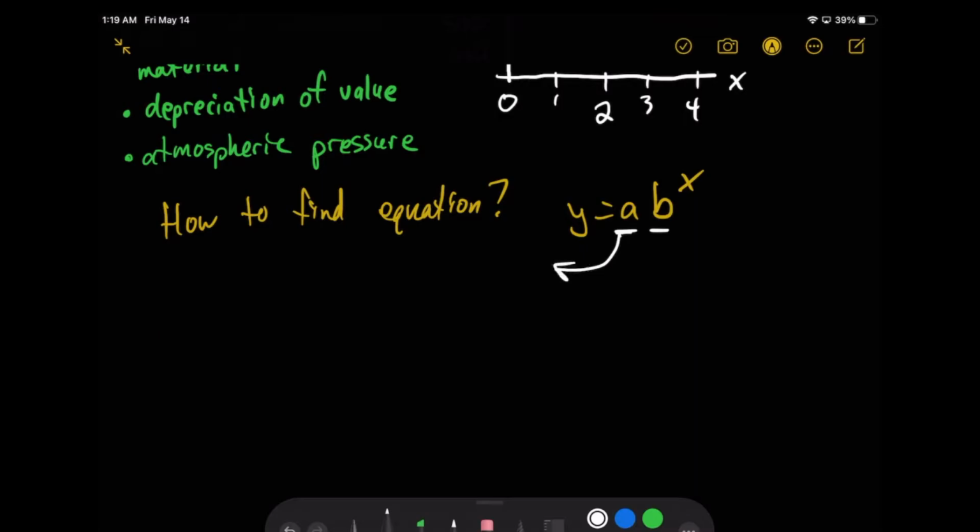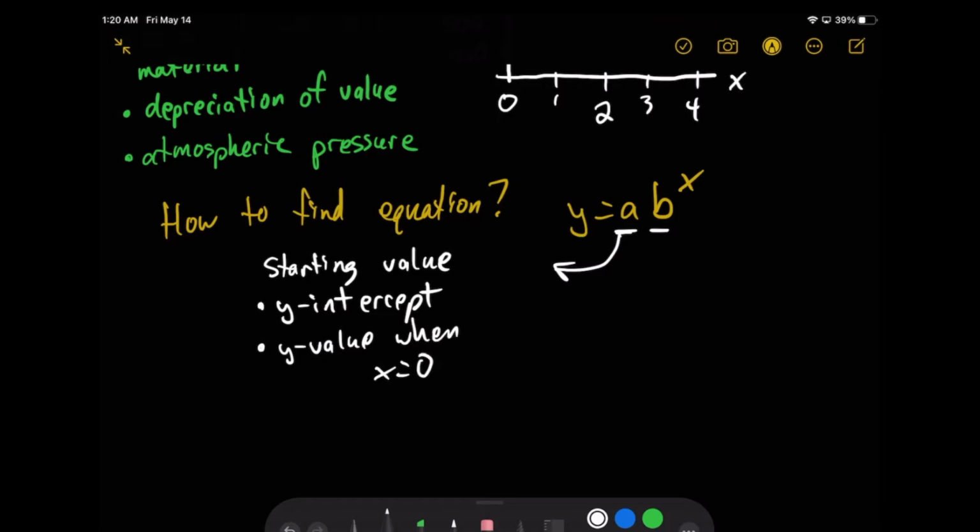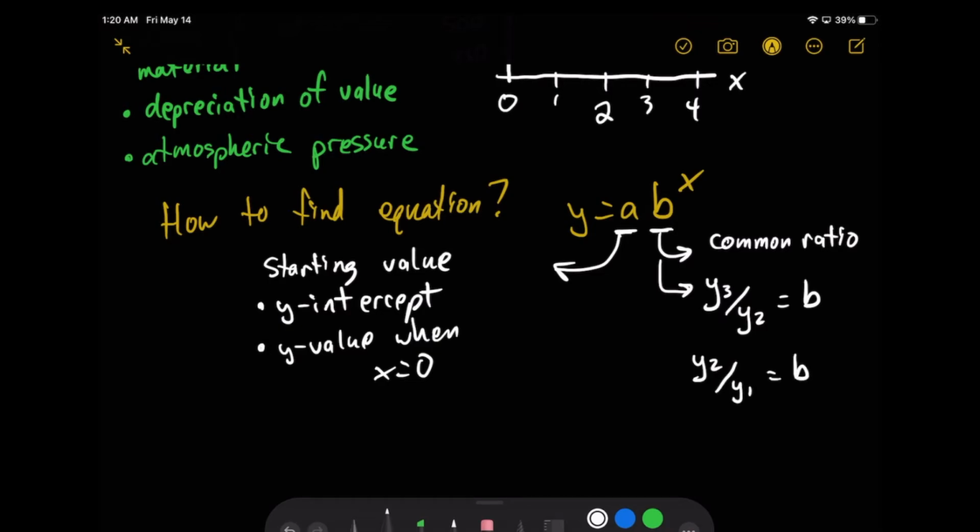a is my starting value. So on my graph, it's my y-intercept. Or on my table, it's my y value when x equals 0. And my b value is just my common ratio. So in order to find that, I just take a y value. So let's say I take the third y value on the list, I divide by the one that came before, that's my b value. Or if I take the second y value in my list and I divide by the one that came before, and I get the same number, that's my b value.